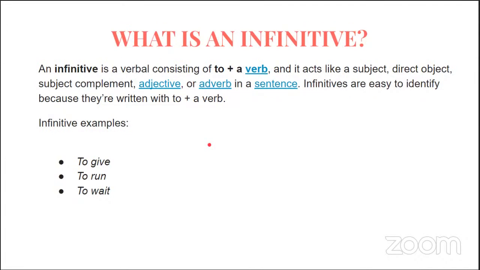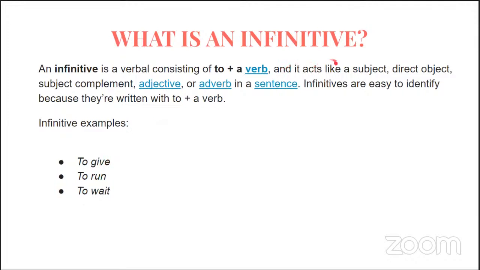As you know, infinitives are formed by the preposition to followed by a verb in the base form, like the examples here: to give, to run, to wait. And you can actually make any infinitive just by using the preposition to and the verb. And well, when do we use infinitives?